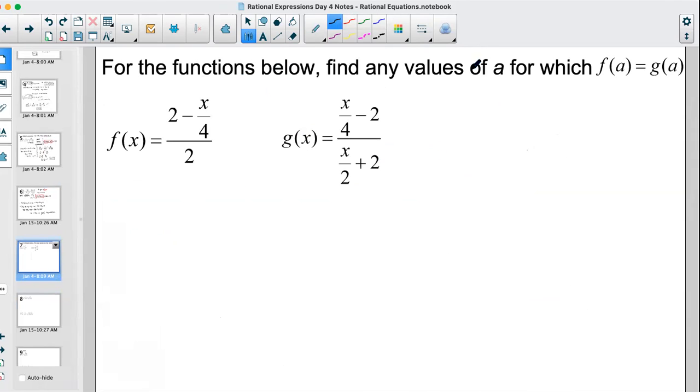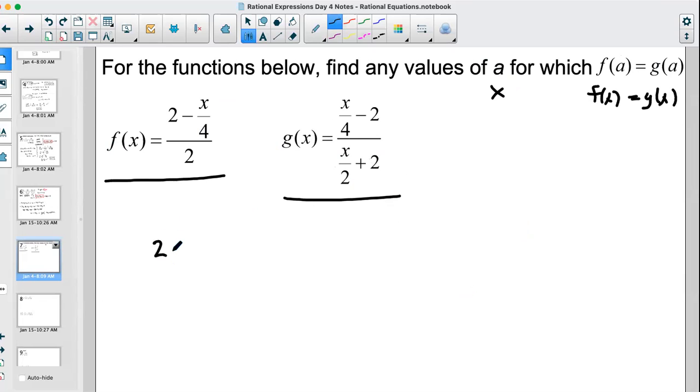So it says find any values of a for which f of a, which is this one, equals g of a, which is this one. I know these are x's and those are a's, but it doesn't matter what the variables are named. The f and the g are what are the important names here. So this could just easily say find any values of x for which f of x equals g of x, and it means the exact same thing. So basically you set these things equal to each other and you solve for x. That's what this is saying to do.